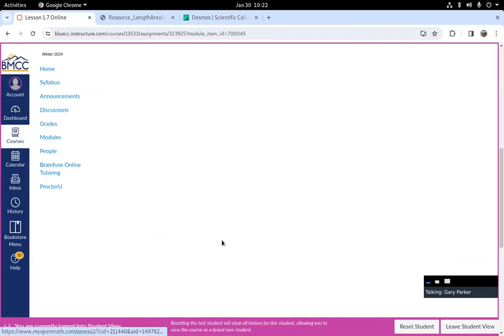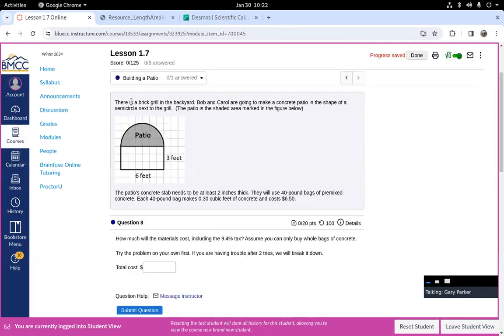Next page. All right, so here we want to make a patio. So there is a brick grill in the backyard. They want to make a concrete patio in the shape of a semicircle. The patio is the shaded area. So we want just that up there. The patio's concrete slab needs to be 2 inches thick. They're going to use 40 pound bags of pre-mixed concrete. Each 40 pound bag makes 0.3 cubic feet of concrete and is $6.50. Each bag is $6.50. Oh no, sales tax.